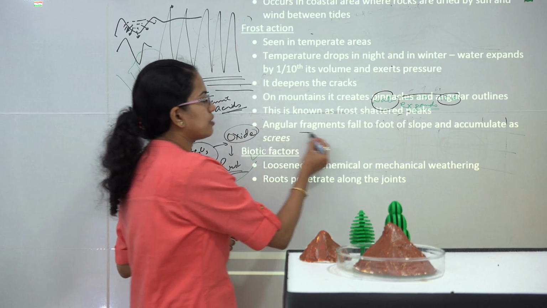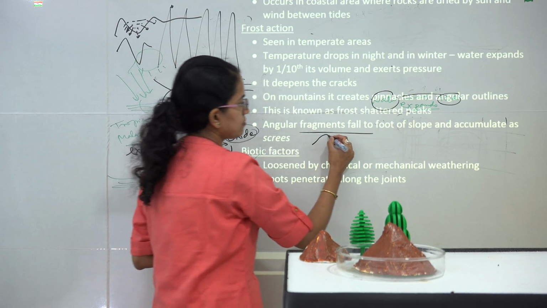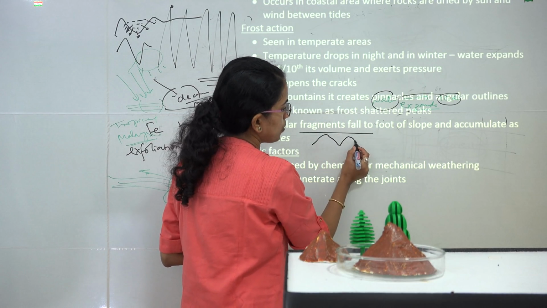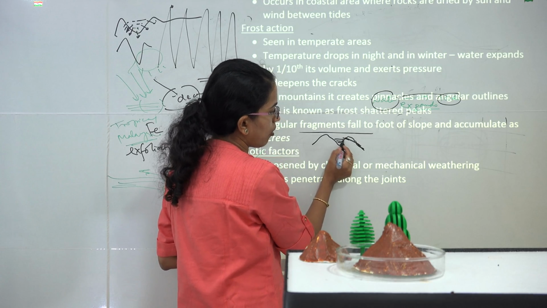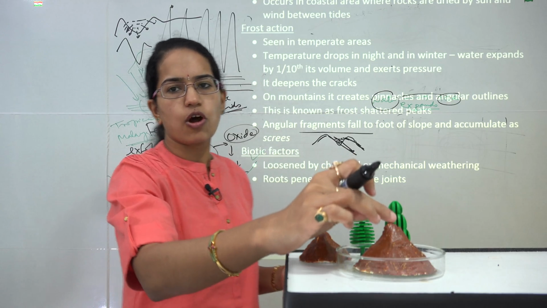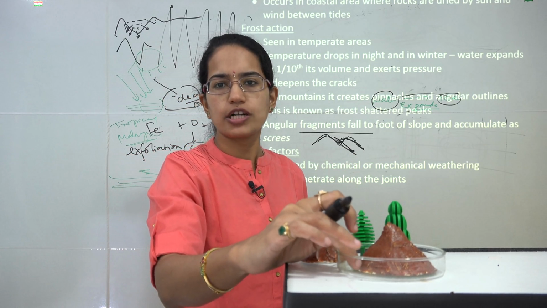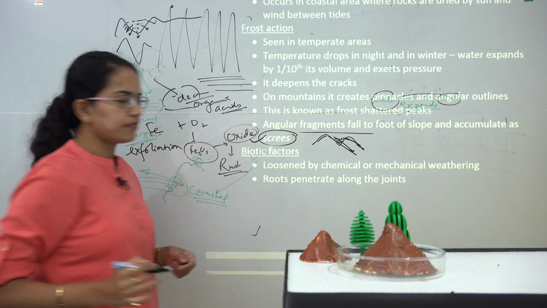So these angular fragments fall onto the foot of the slope. Sometimes you have these structures that are formed and the rock breaks off and falls onto the foot of the mountain. So the rock from here would break off and fall down, and that would be known as scree. So that's again very important.